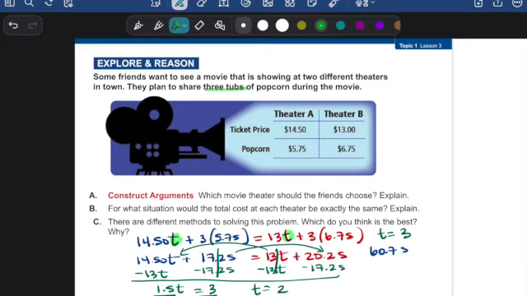If I plug in 3 into the theater B equation, and I multiply 13 times 3, and I add $20.25, then that cost would be $59.25. So it would be cheaper to go to theater B if 3 friends went. And you could do the same if only 1 friend went, but obviously 1 friend is not going. So they should choose theater B if 3 or more friends are going.